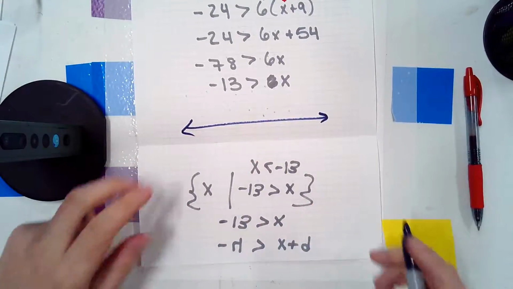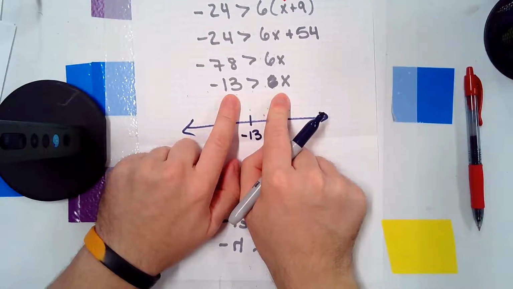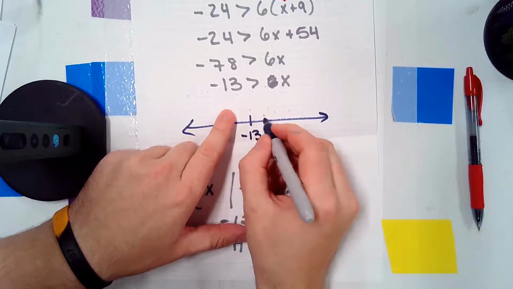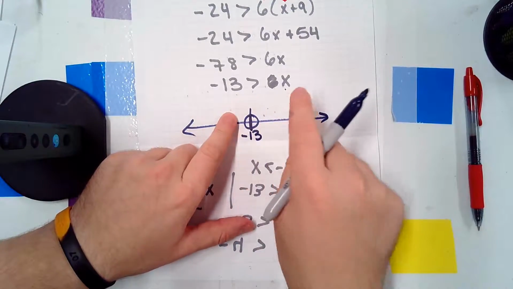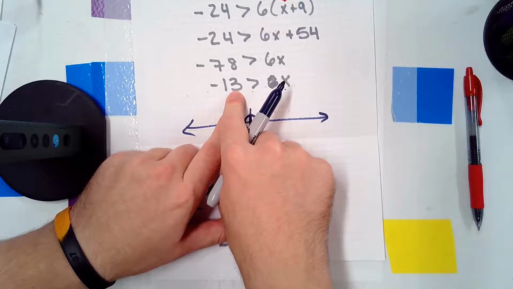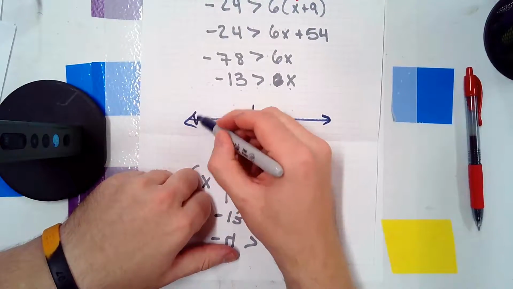Isn't that cool looking? So we have negative 13. I'm looking at this one now. Stick with that. Open circle. And then x, I always read from the variable. X is less than negative 13. Well, here's negative 13. Which side is less than, left or right? Left. To the left. So x is over here.